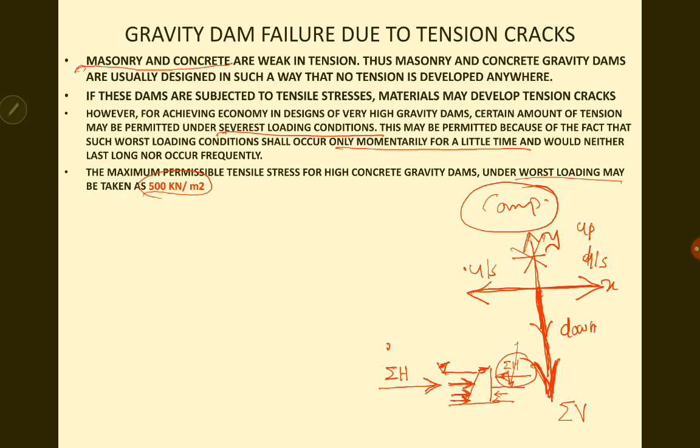Here we are considering the dam full condition, that is, water is there on the upstream side. So here you have sigma h acting in the downstream direction. Now this sigma h and sigma v represent all the forces that act on the dam. We can confine our study to two forces, sigma h acting in the downstream direction and sigma v acting in the downward direction.